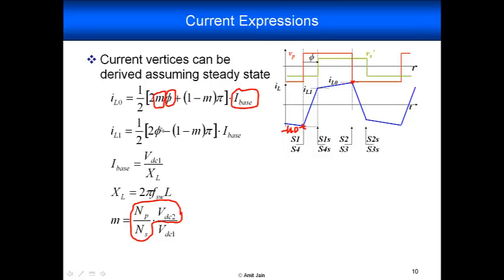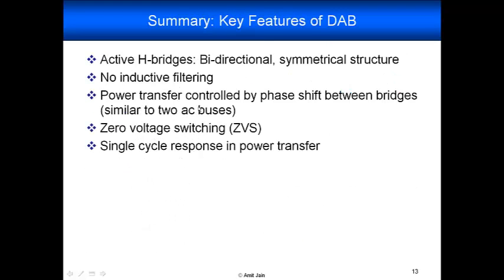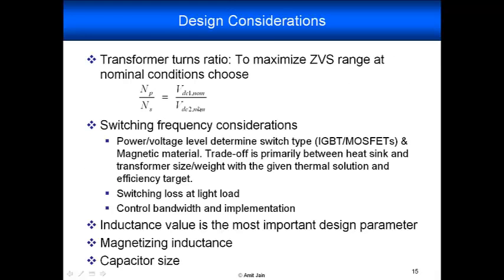So as long as phi is greater than 0, we'll get zero voltage switching, which means we'll get zero voltage switching down to zero load. So theoretically, with this choice of turns ratio, we'll get zero voltage switching down to zero load.